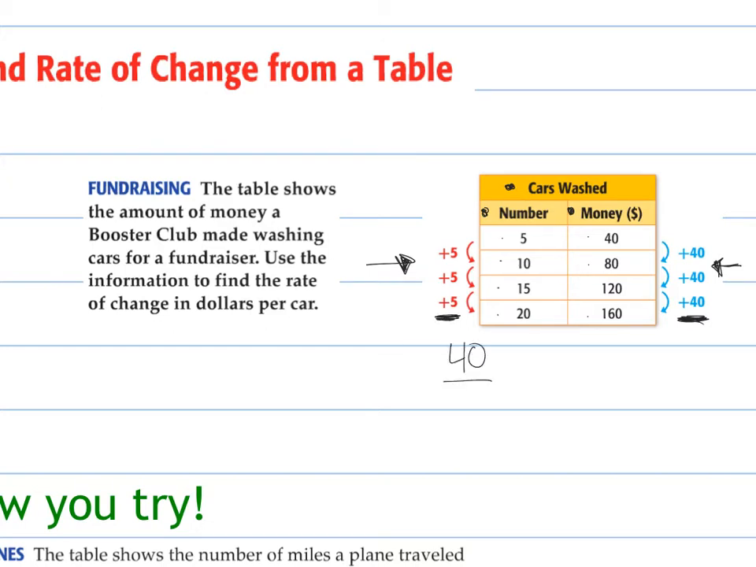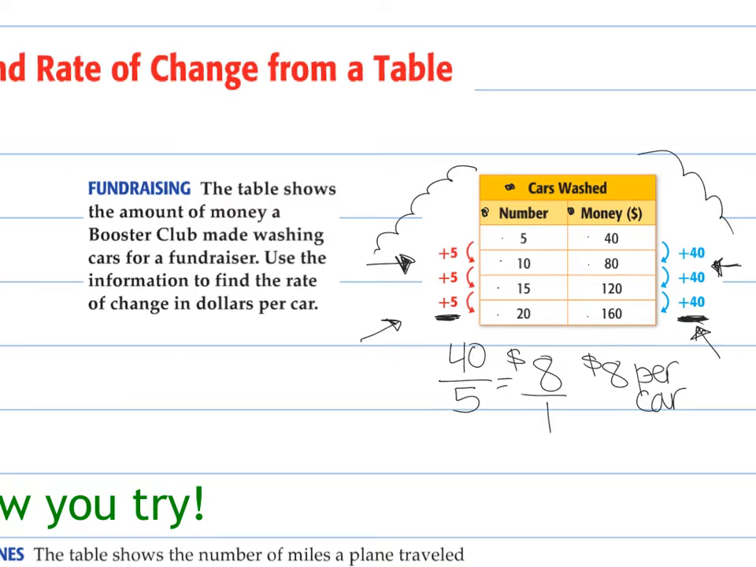So we take 40 and we divide it by 5 and we get 8, or 8 over 1. So this tells us that the rate of change, because it's moving at the same rate, is $8 per car. So it's going up $8 per car, even though it is noted only by every 5 cars.